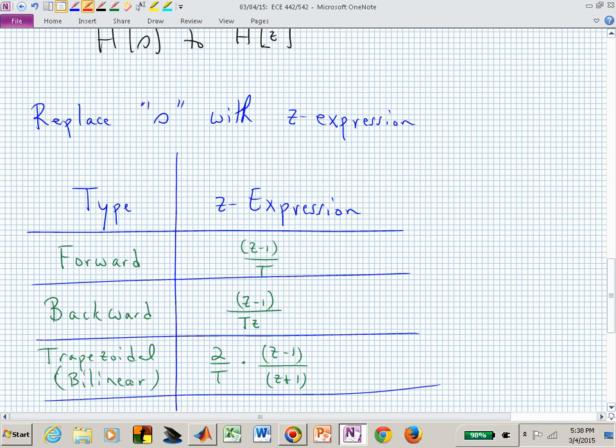And we called that the trapezoidal technique, or it's the bilinear technique, or MATLAB calls it the Tustin. So there's a lot of different words to describe the same technique, but it's a numerical integration approach. And these are the different substitutions that you can make based on what we had derived last time.